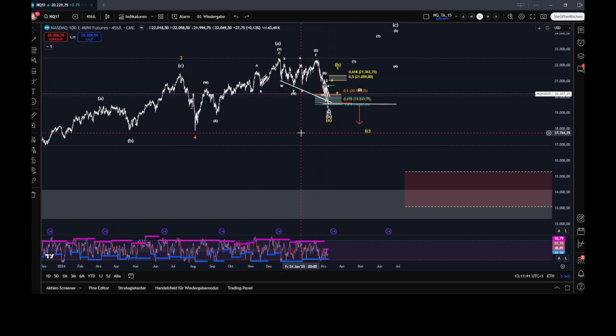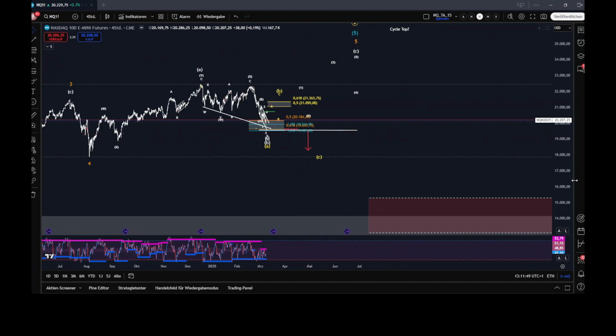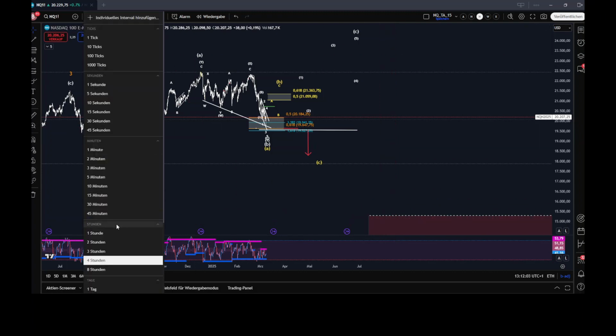But you know me, until we don't invalidate that scenario to the upside in the last impulse of C or 5, I'm not really there to change that right now. Okay, I just want to bring it on the chart so that we know a break below 19,647 would indicate that we are possibly in this primary wave 4 pullback. Yeah, and now I zoom out again.